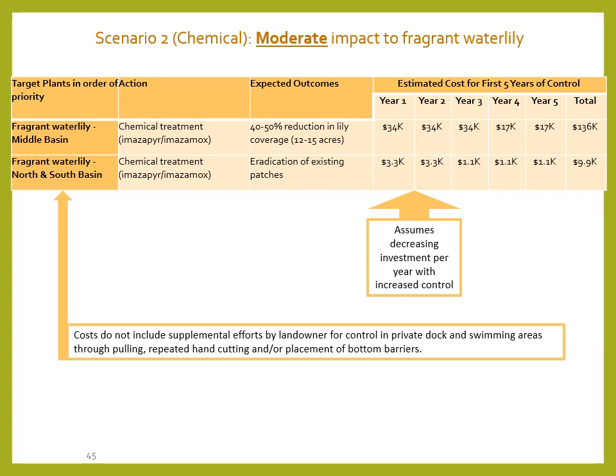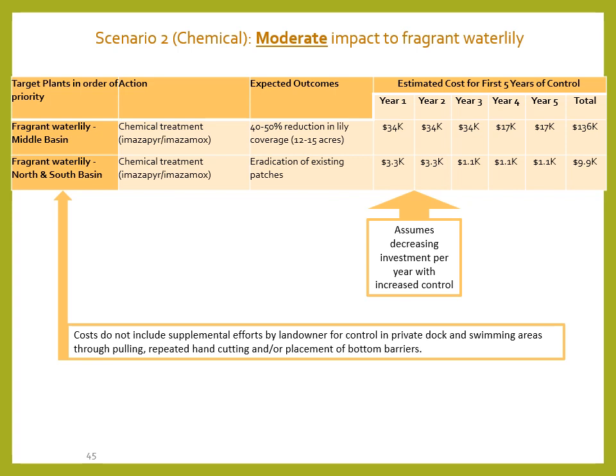It's expected that costs would decrease after year 3 in the Middle Basin and after year 2 in the North and South Basins. Similar to Scenario 1, Scenario 2 assumes that supplemental efforts would be incurred by homeowners where controls occur around private docks or swimming areas. It should be noted that multiple treatments would likely be needed to avoid sags in dissolved oxygen due to decaying plants. This chemical option was chosen to achieve moderate results as no other mechanical means such as DASH were viable at the scale needed to reach this level of control.